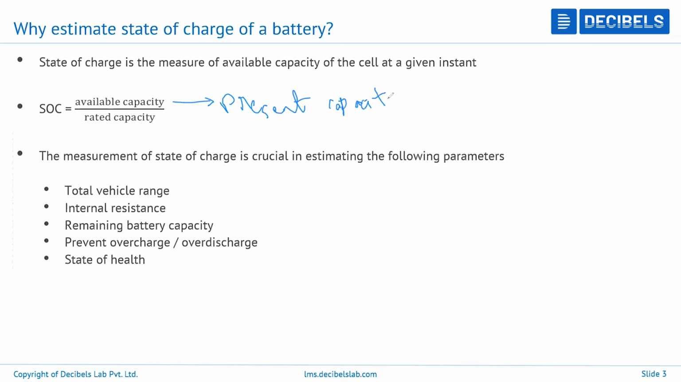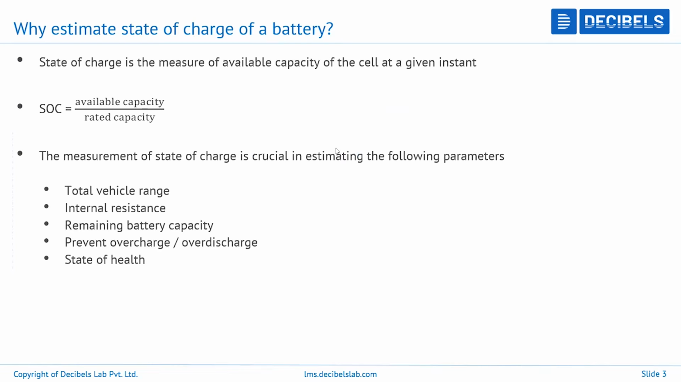Present capacity divided by rated capacity, or you can also call this nominal capacity, right? So this nominal capacity is given by the battery manufacturer, while present capacity is purely dependent on how we estimate the value. Okay. Later we will see what the estimation methods are.